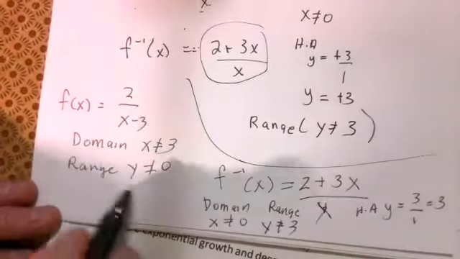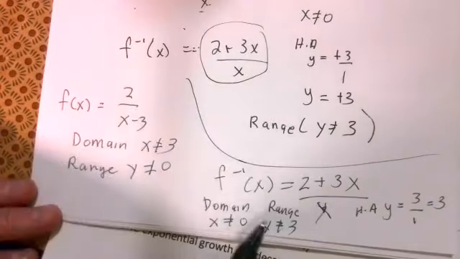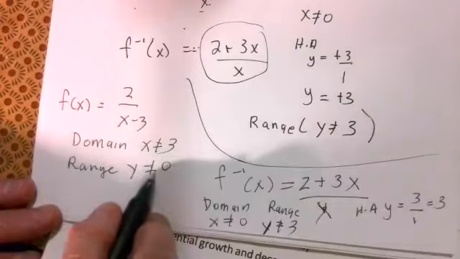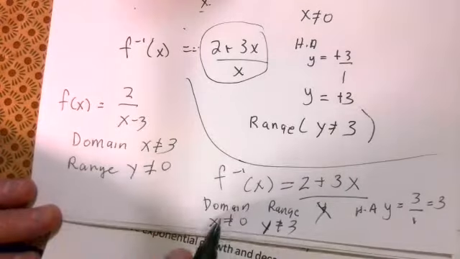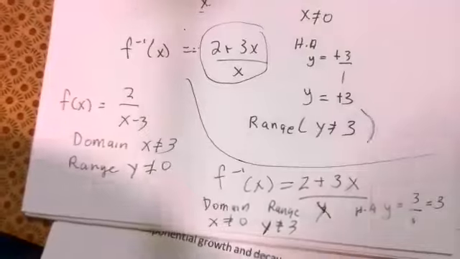Now look at how these are interchanged. The domain of f is the range of f inverse. This is the y. The range of f is the domain of f inverse. So they're interchanged, and that's always going to be true.